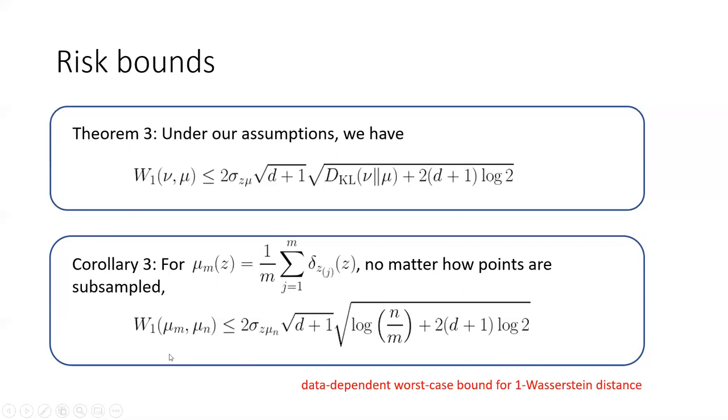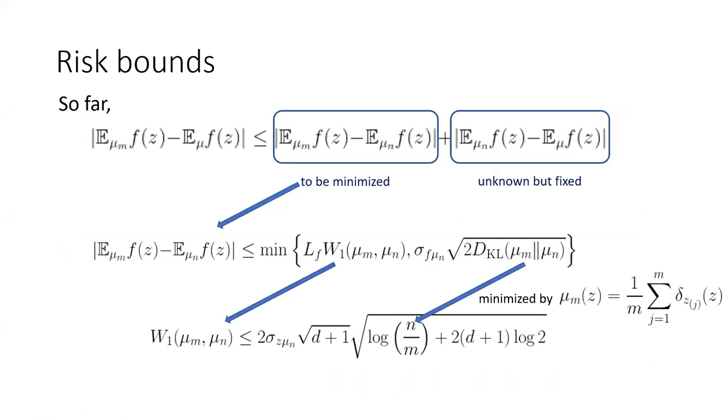In this inequality, as long as endpoints are given, no matter how we select the endpoints, and as long as we put equal weights to them, then this is guaranteed. Why is this useful? Because we want to establish the bound for mu m and mu, not mu n. So this would be useful in the following. But before that, I want to briefly summarize what we have arrived at so far.